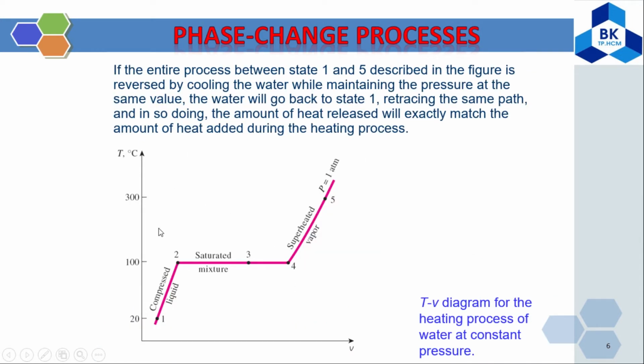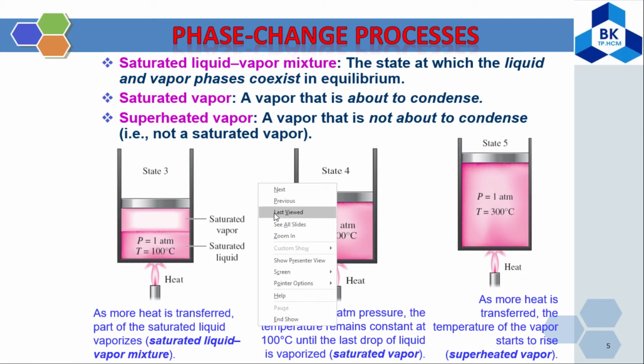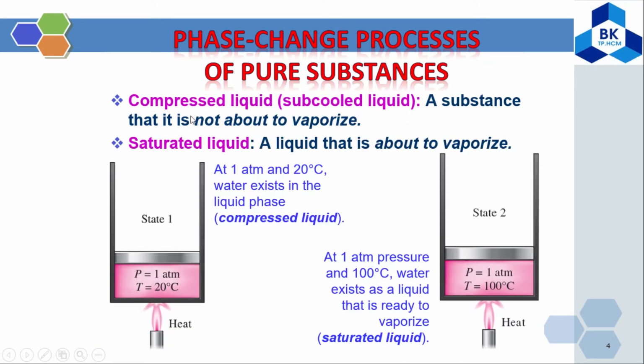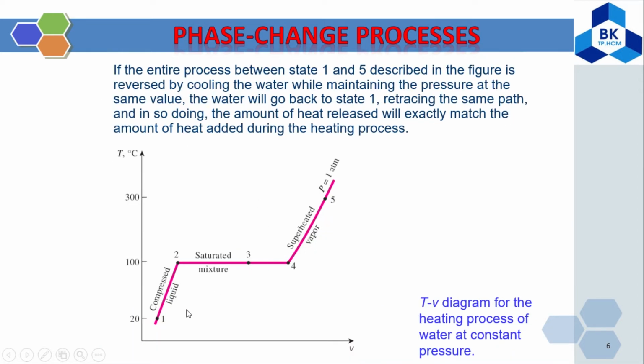And then if you plot, there are five stages as you show here. Remember, stage 1 we call the compressed liquid. Stage 2 is saturated liquid. Stage 3 is the saturated liquid-vapor mixture. Stage 4 is saturated vapor, and stage 5 is superheated vapor.